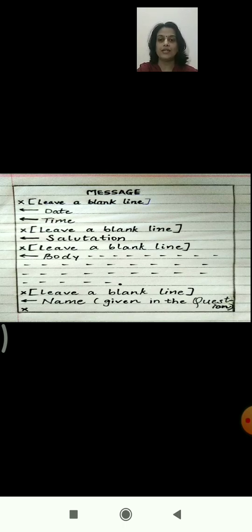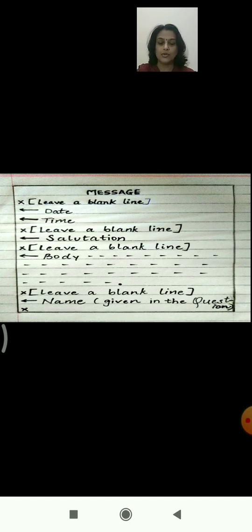Then you will write the salutation. Of course, to whom you are writing a message, that person's name you are going to write there. Now, again across, that means again you have to leave a line blank. Now you will write the body of the message.